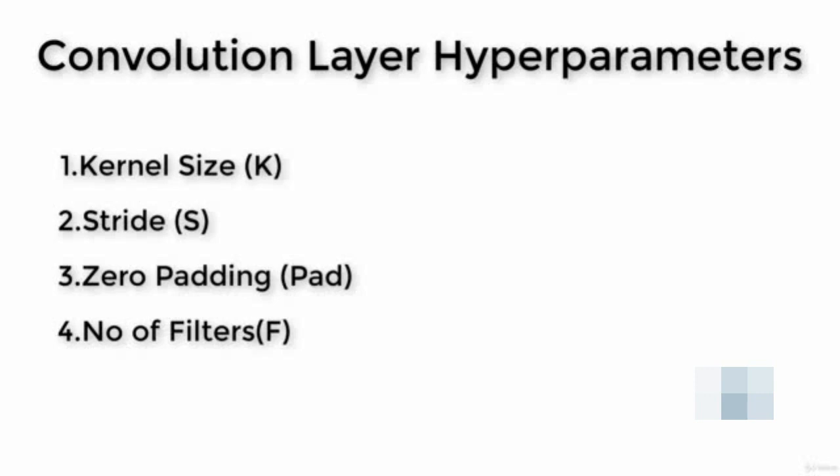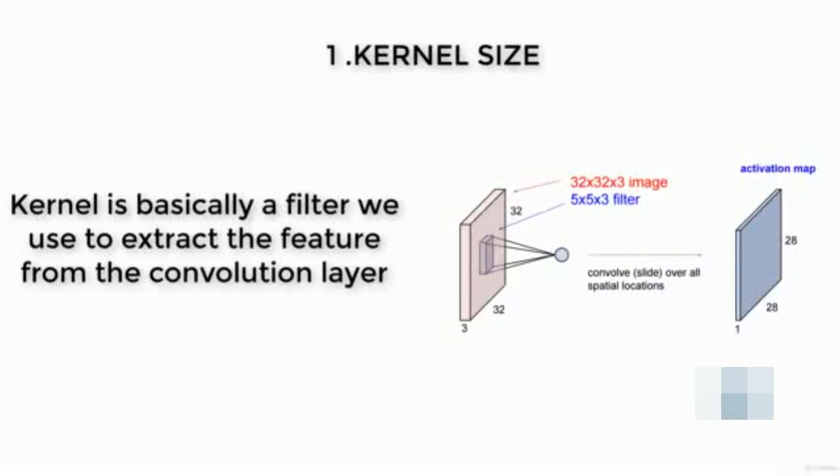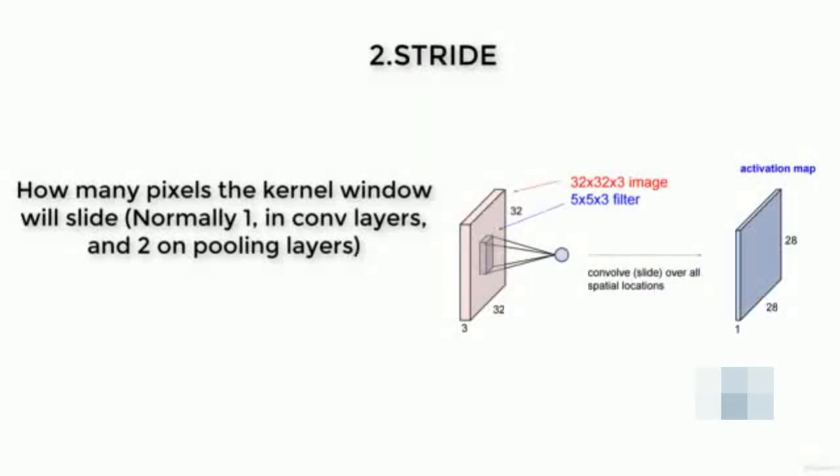Now let's take a look at the convolution layer hyperparameters. These are the parameters that are used to configure a convolution layer. The first is kernel size. The kernel size is the filter we use to extract features in the convolution layer. As we can see in this image, 5 by 5 by 3 is one example of a kernel. Smaller kernels are better, but if it's on the first layer, it takes a lot of memory. The next is stride. A stride is how many pixels the kernel window will slide on the input layer. Normally we use 1 in convolution layers and 2 in pooling layers.